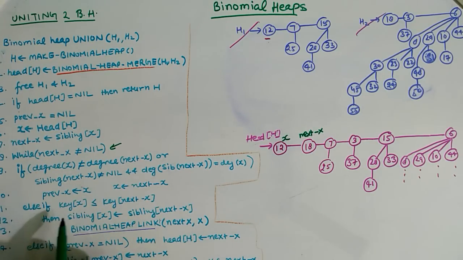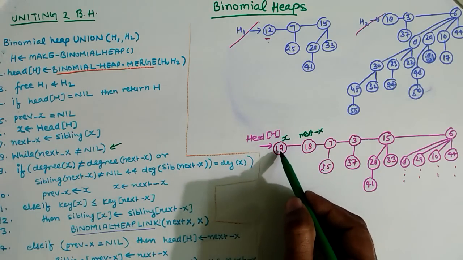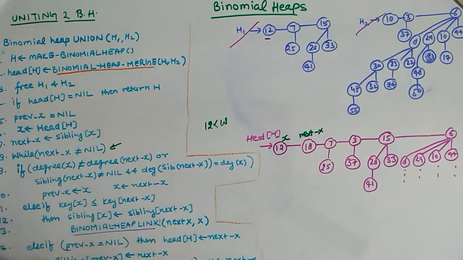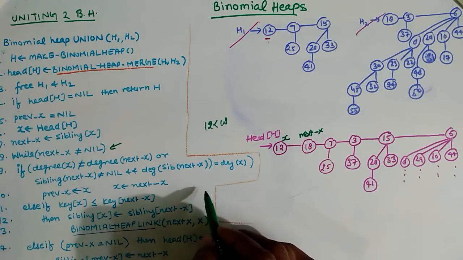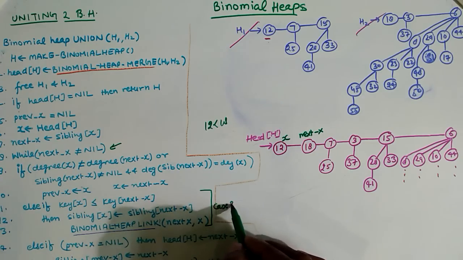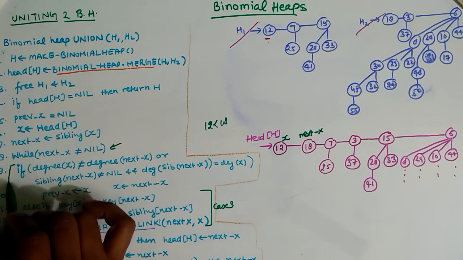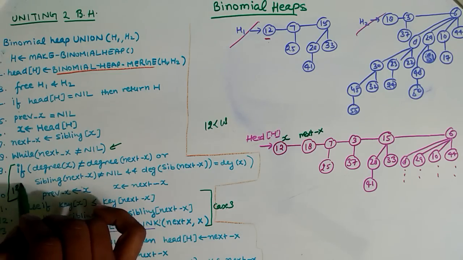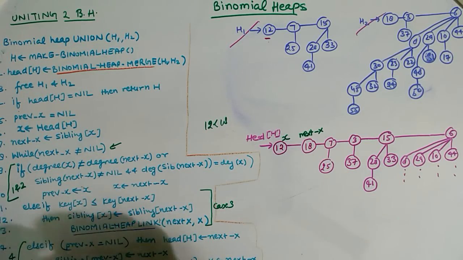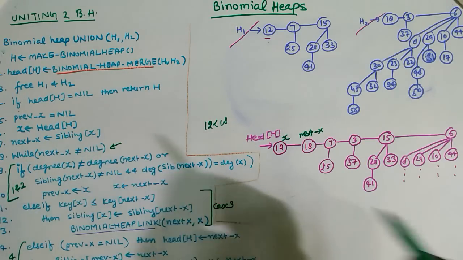So in the else part, it will say that if key of x is less than or equal to key of next of x. So key of x means 12 is less than or equal to 18. Yes, the condition is true. So this is my case 3. The first if condition is case 1 and 2. This one is case 3. And the last condition is case 4. Okay, so these are the 4 cases on which this binomial heap union procedure works.